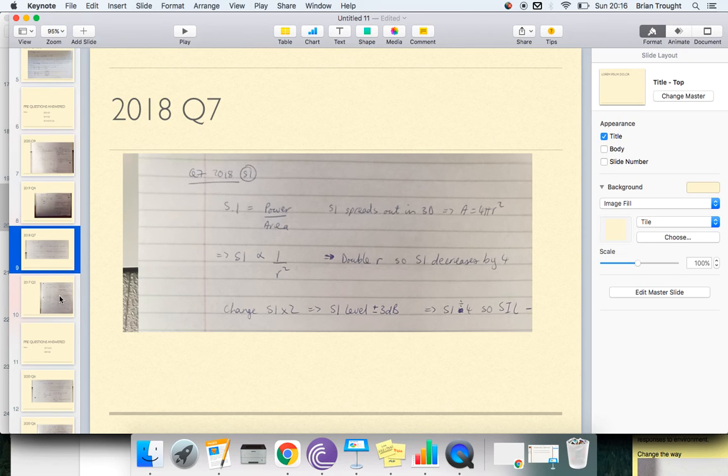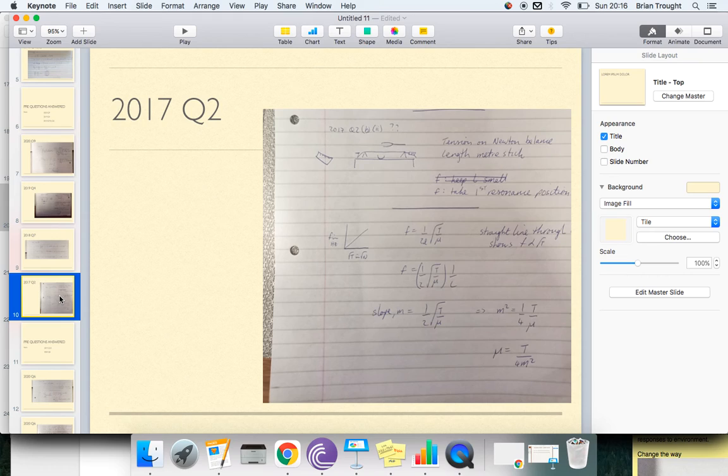And the last one I'll do in this video is 2017 question 2. And I mentioned this sort of thing already. So there's your graph, F against root T. Don't forget, if it's the square root of tension, the units are square root of newtons. So I rearrange my formula to get the F, the y thing, on its own, and I should have the root T on its own there.